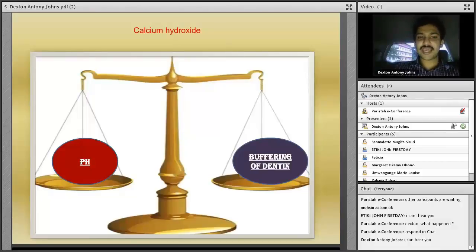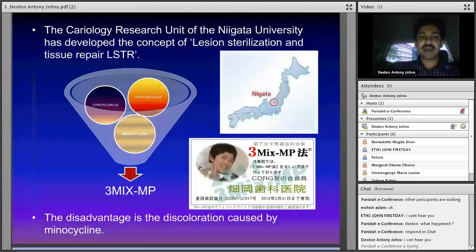However, its pH is high, causing the death of microorganisms because of the high pH. The microorganisms all have an acidic pH. Then the Caries Research Unit at Niigata has introduced a concept called lesion sterilization and tissue repair. The disadvantage, however, is the discoloration caused by minocycline.